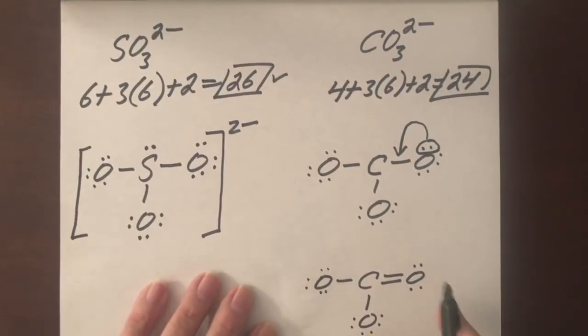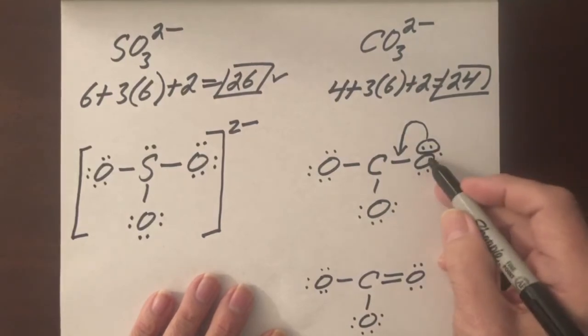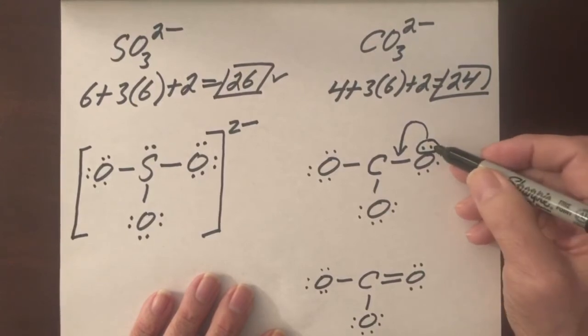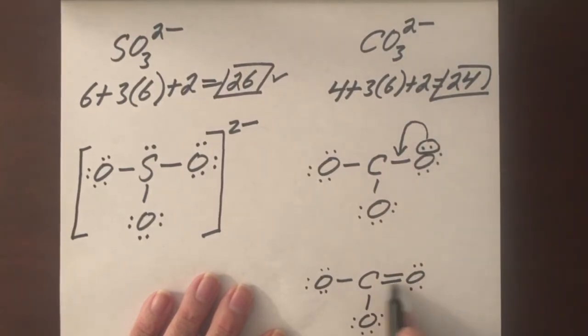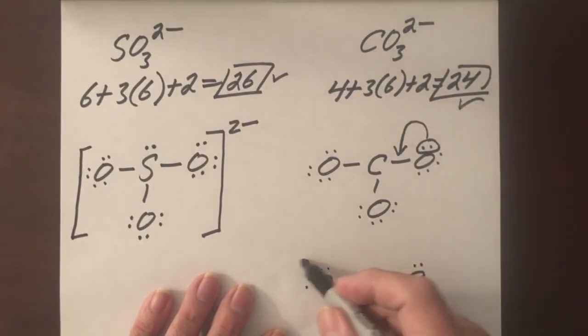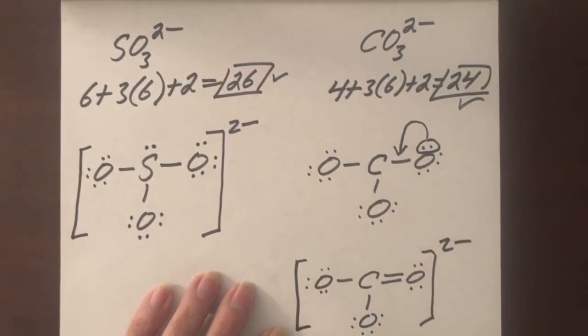So now every atom is surrounded by 8. The oxygen is surrounded by 8, and the carbon is surrounded by 8. So you can see that we haven't lost any electrons or gained any electrons in doing this. We simply made one of the lone pairs an additional shared pair. So now I've used 24 electrons, which is the number that I need to use, and every atom is surrounded by 8. Again, it's an ion with a negative charge, so I'll put it in brackets and indicate the charge. Okay, let's try another.